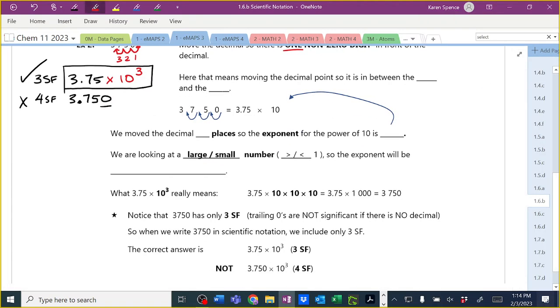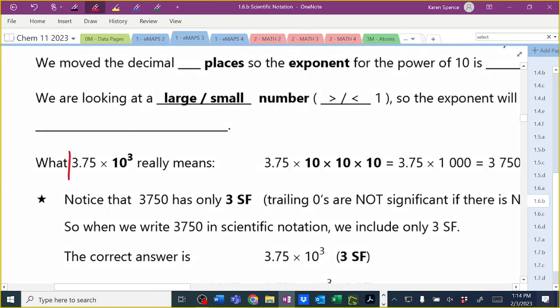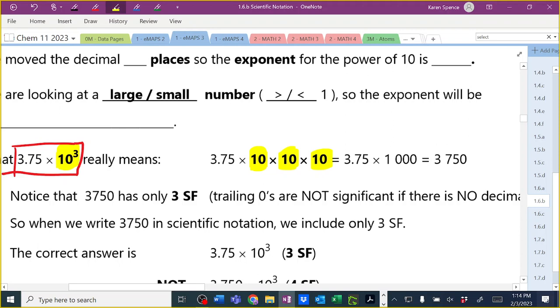Well, 3.75 times 10 to the 3 really equals 3.75 times 10 times 10 times 10, 3 tens times each other, which is 3.75 times 1,000, which is 3,750, which is the number that we started with. Hooray! Okay.